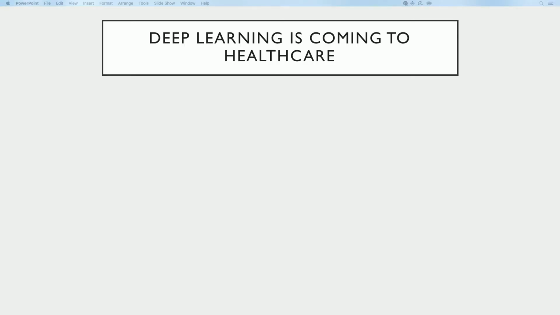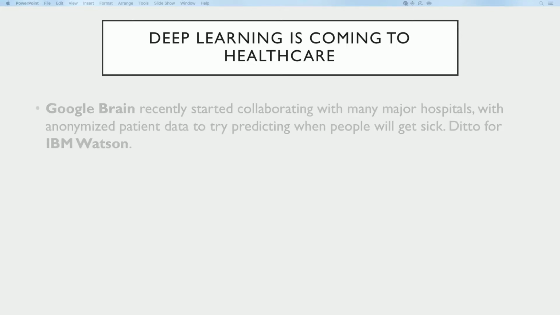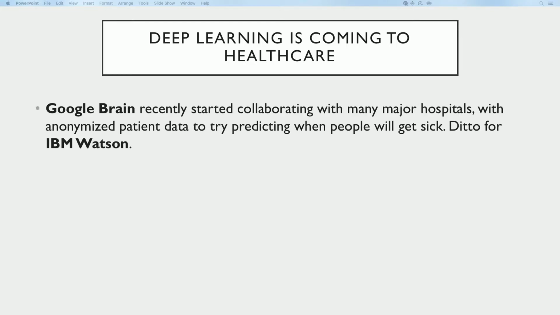So just to whet your appetite, a few things that are going on recently. One is that Google Brain recently started collaborating with many major hospitals, getting anonymized patient data to try predicting when people will get sick. IBM Watson is doing something very similar. It's very exciting to see these truly enormous companies with very deep expertise in deep learning begin to finally be able to access patient records. This has probably been a monumental effort, possibly decades long, trying to get the permissions together, right? Because we've talked about the legal constraints here.